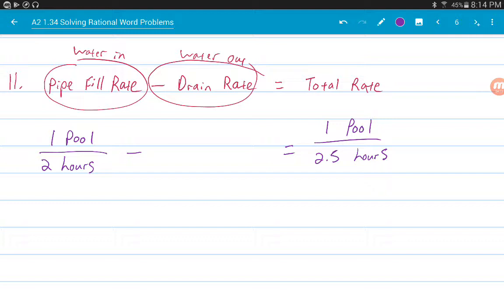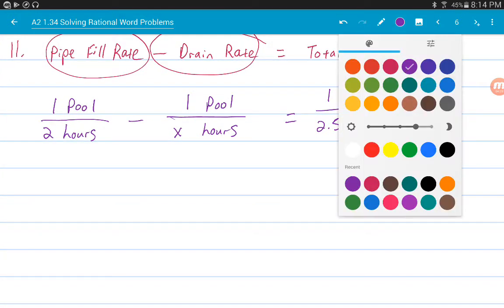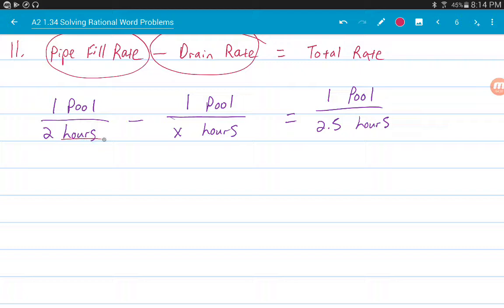So what I need is, they're asking me how long would it take the drain to empty the pool. So that's what I need to find. It can do one pool in how many hours? X hours. So that'll be my variable. You're always going to put time on the bottom. Just a good habit.